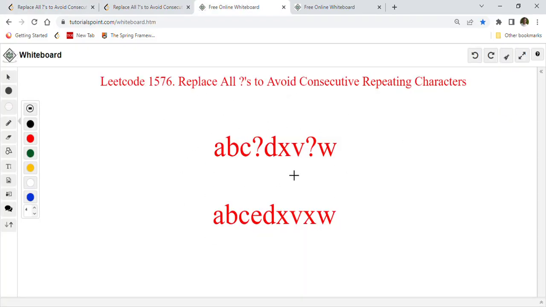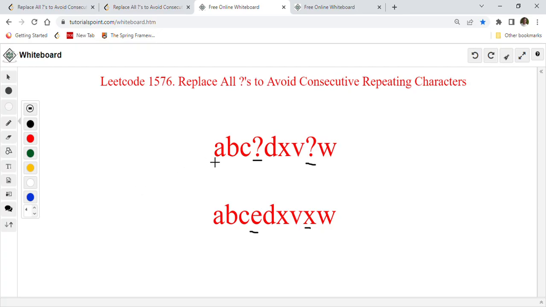So this is another example. So this is the given input string, right? And this is one of the possible outputs. So as you can see, the question mark here got replaced with E, and this question mark here got replaced with X, right? So as they said, there can be multiple possible answers. Any of the correct answers will be accepted, right?